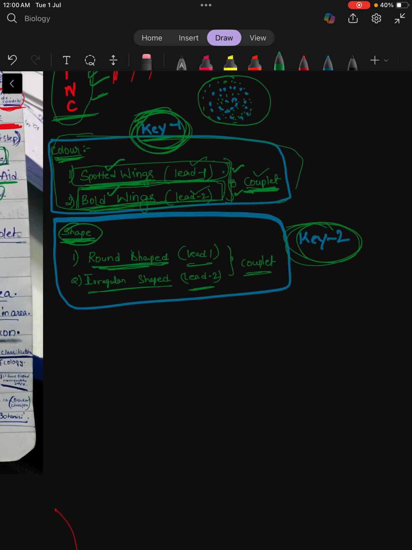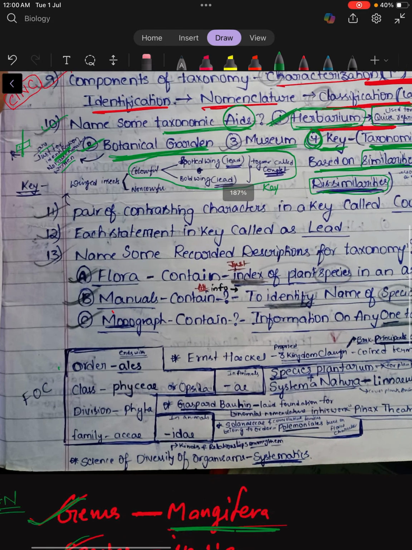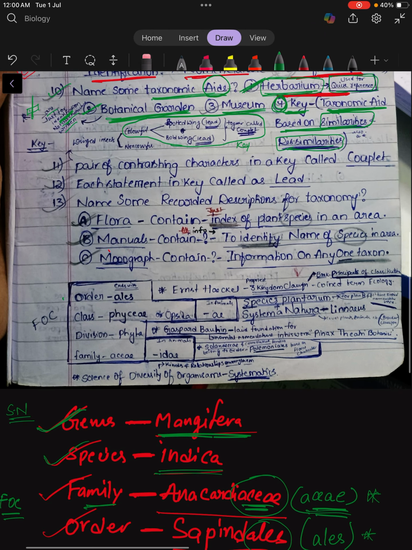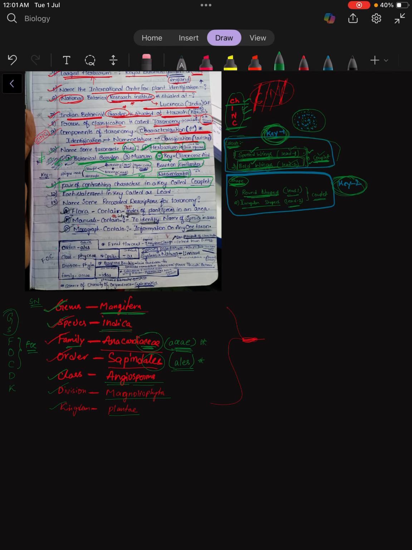Simply, key 1 and key 2 are the set of characteristics which is used for classification. That's it. So let's see the basic definition that was asked in the exam. In objective questions, you have to remember these lines exactly. So, 11th point: the pair of contrasting characters in a key is called a couplet. The pair of contrasting characters in a key is called a couplet.